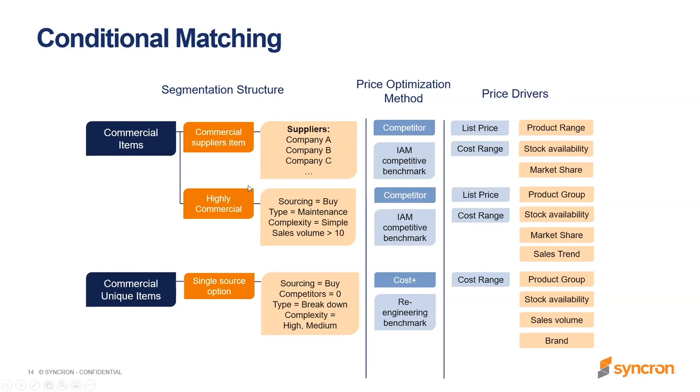We might also say that, okay, if we don't do it by supplier, we might do it on other priorities. Like if we know that we are buying it, it's a maintenance type of item, the complexity is rated as simple, and we have a relatively high sales volume, well, then we probably know that it is a highly commercial item. Using that kind of information to define that, okay, this is a pricing segment. It might be in different technical clusters, but we will classify that as highly commercial and price them accordingly. So this is the baseline for conditional matching, working with commercial considerations more than product hierarchies.